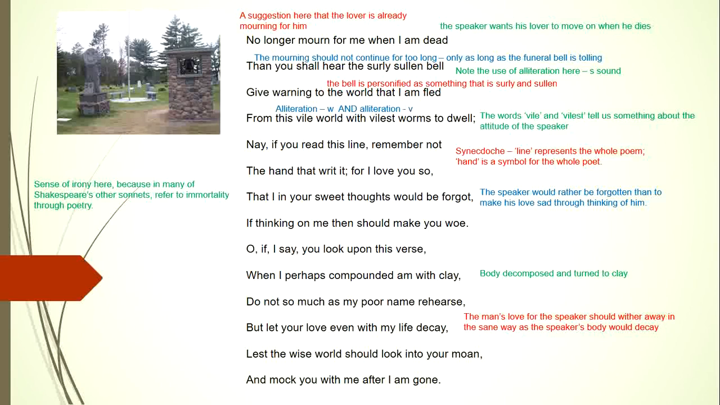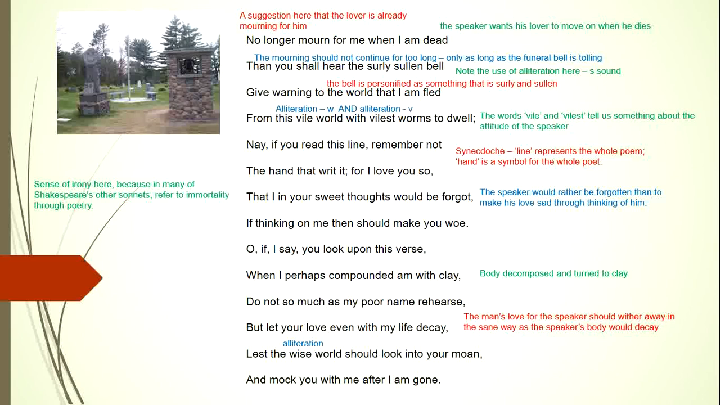Right, and then lastly we look at the rhyming couplet at the end of the poem, and it starts off saying, "lest the wise world should look into your moan." Now we'll see there's another alliteration there with wise world, the repetition of the W, but notice there's a difference there between the wise world and in line 4 we had the vile world.